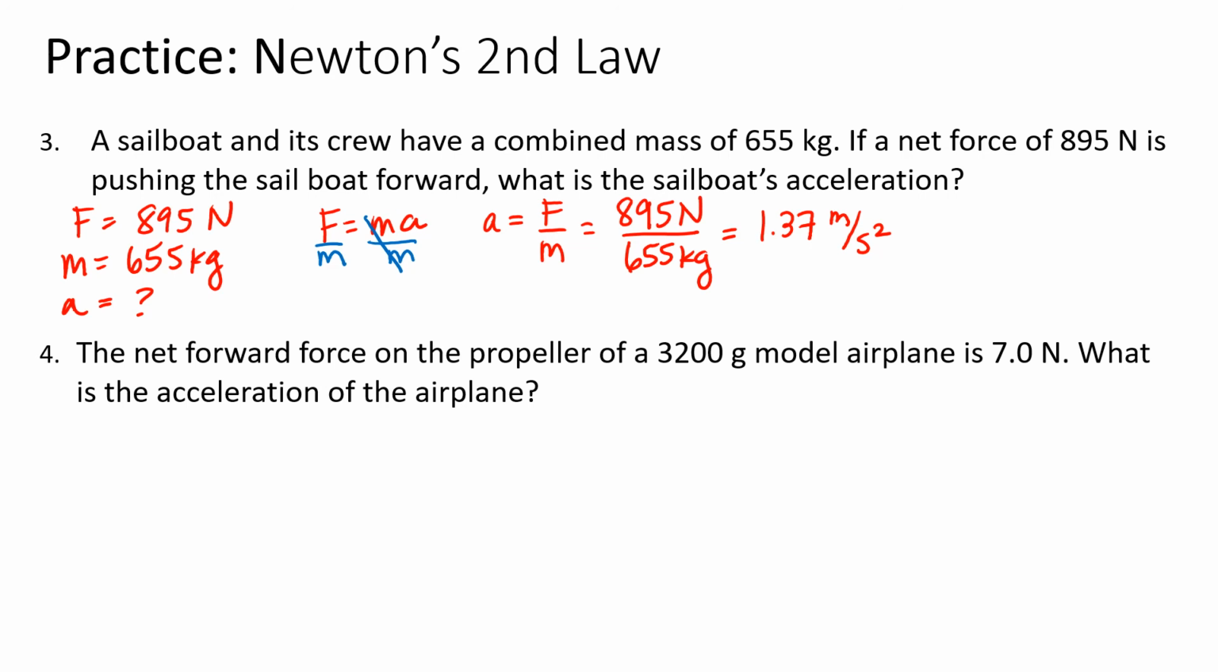Lastly, for problem number 4, the net forward force on the propeller of a 3,200 gram model airplane is 7 newtons. What is the acceleration of this airplane? So it's giving us a force of 7 newtons. It's giving us a mass of 3,200 grams, and it wants us to find the acceleration. So we know we're going to use force equals mass times acceleration.